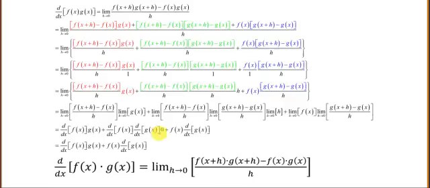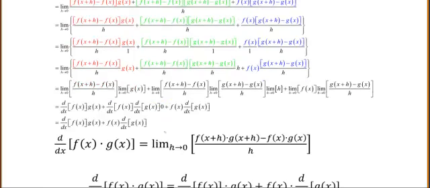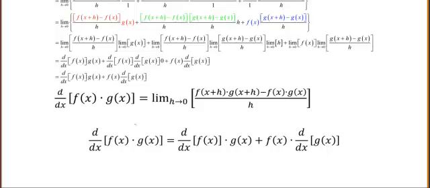So notice the center term drops out because we're multiplying by 0. And we get the derivative of f of x times g of x plus f of x times the derivative of g of x. This is what we call the product rule.